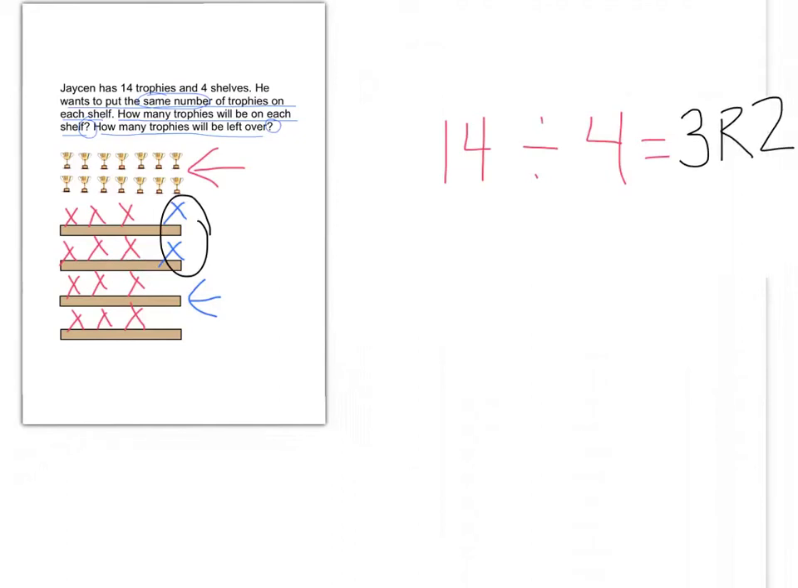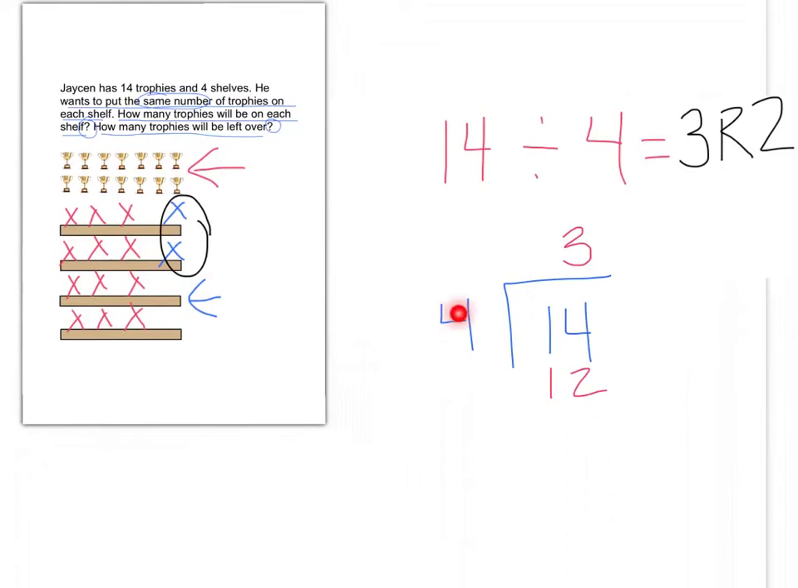If you want to see it in a different way, you could do 14 divided by the 4 shelves. So you have the 14 trophies divided by the 4 shelves. Well, how many times can 4 go into 14? You could skip count and go 4, 8, 12. That's 3 times. I'm going to keep that in the ones place. 3 times.